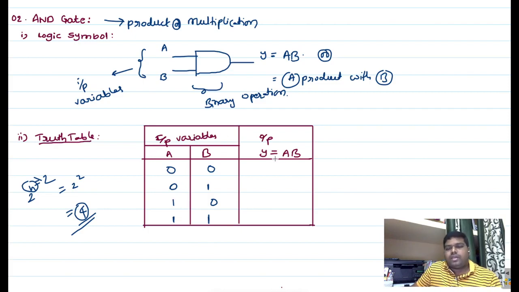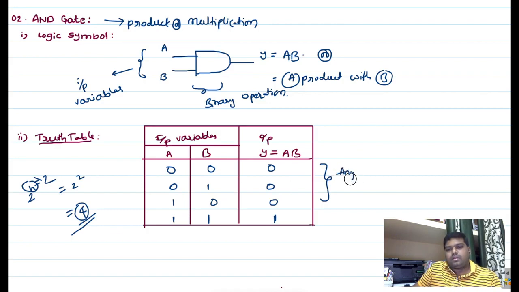Okay, now here the outcome Y equals A product B. So here A is 0 and B also 0. 0 into 0 means obviously we will get 0. Okay, next, in the second case, 0 into 1, you will get 0 only, and 1 into 0, you will get 0 only, 1 into 1, you will get 1, right? So if you observe these three possibilities, you can conclude one thing. In the first case, both the inputs are 0. In the second case, one input is 0. In the third case also, one input is 0. If any one of the input is 0, the output equals 0. Okay, if any one of the inputs becomes 0, obviously the output of that particular AND gate equals 0.